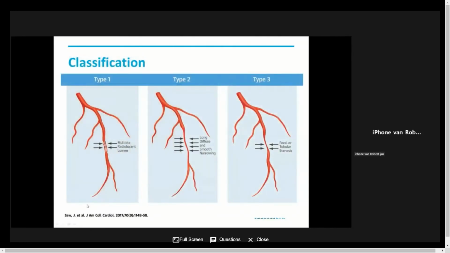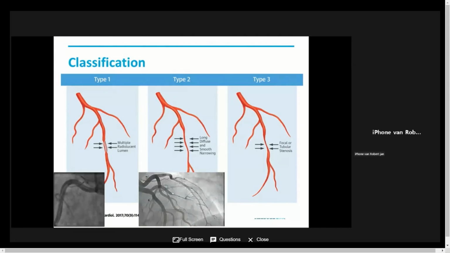Jackie Shaw published that in 2017 with the type 1, 2, and 3, where you can see the multiple radiolucent lumen or just a long and smooth narrowing. And I think this is one of the types where sometimes OCT is helping us to understand the difference between an obstructive plaque, lipid-rich plaque, versus a hematoma of the SCAD, or even the focal tubular stenosis. Some examples. This is the multiple lumens. You know that from the past. This is the one with long diffuse narrowing.